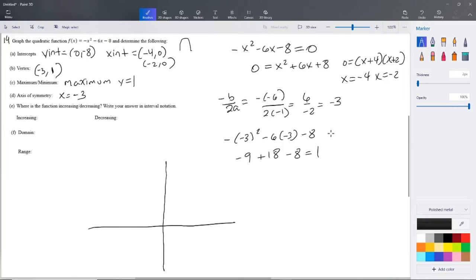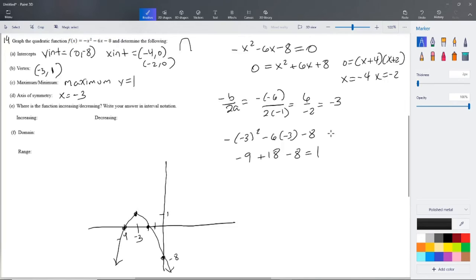All right, so we know our vertex is at negative 3 and positive 1. And we know we have a y-intercept at 0, negative 8. So somewhere down here is negative 8. We know the shape goes down. That's great. And we know we have now x-intercepts at negative 4 and at negative 2. And there we go.